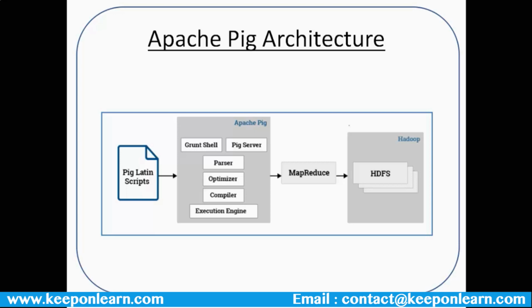Whichever way you use, end of the day, whether we run through the grunt shell, the Pig server or the Pig scripts, the scripts will be parsed, which is one of the stages called the parser. What does the parser mean here? Whatever user errors or syntax errors are there in the script will be checked then and there. If there is any error, it's going to show it back to the user and terminate there. That is what the parser is going to do.